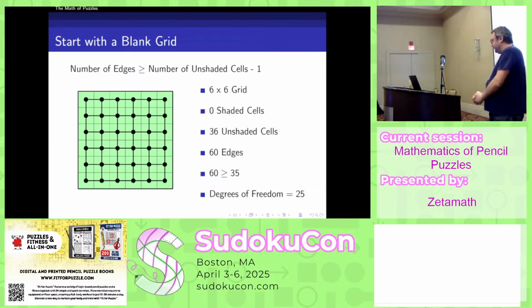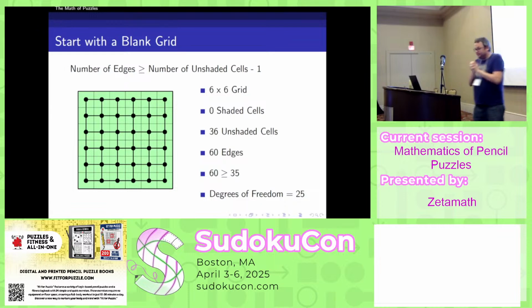So there's 36 unshaded cells. There's 60 edges. What is my statement then? My statement is 60 is bigger than or equal to 35. Thumbs up, that's definitely true.